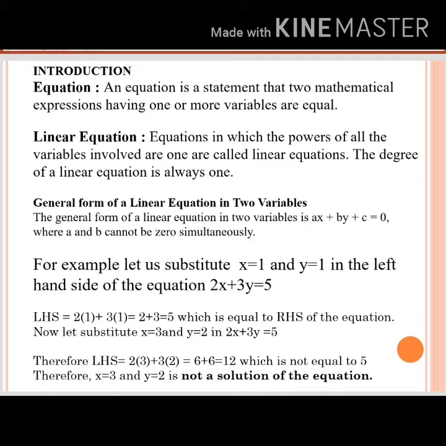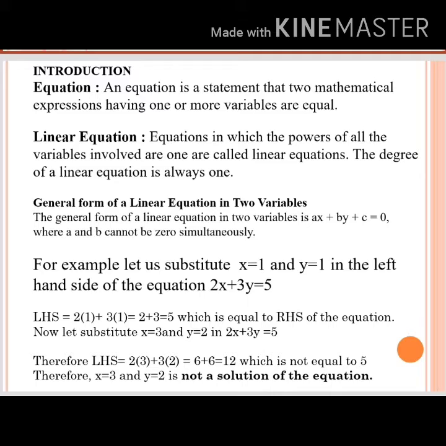An equation is a statement that two mathematical expressions having one or more variables are equal. Now, linear equation. An equation in which the power of all the variables involved is 1 is called a linear equation. The degree of a linear equation is always 1.